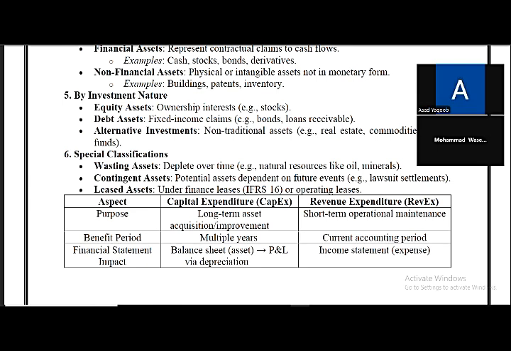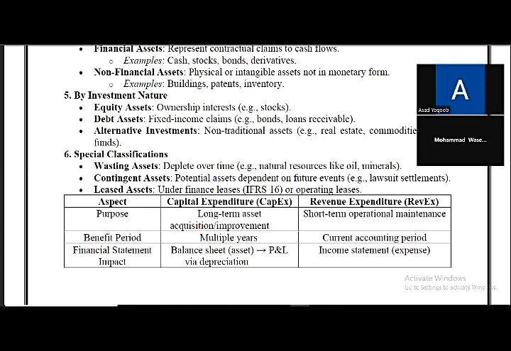On the other hand, any expenditure which will be of a short-term, operating nature, which will give you benefit for less than 1 year, will be classified as revenue expenditure. So capital expenditure is expenditure which will be incurred and will give you benefit for more than 1 year.